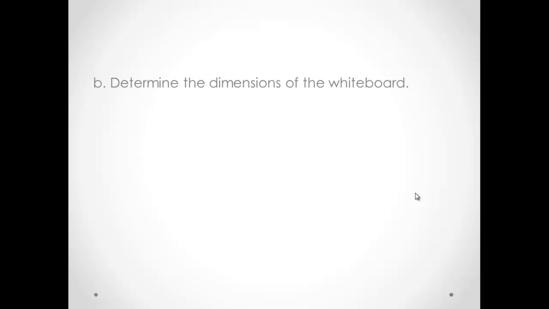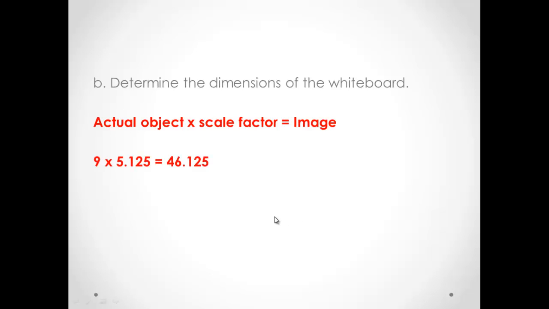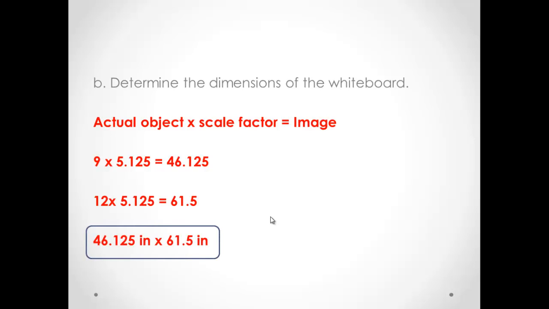It says determine the dimensions of the whiteboard. So dimensions means how long is its length, how long is its width. So now we're using the scale factor. Okay, so remember we have the actual object multiplied by the scale factor will give us the image. So if we're looking at just what is 9, that is the width of our laptop, or the side. We multiply it by the scale factor, and that tells us that the width of the screen in front of the classroom is 46.125 inches. If we do that same calculation, 12 multiplied by the scale factor, we get 61.5. So when we talk about dimensions, the dimensions of our screen are 46.125 by 61.5 inches.